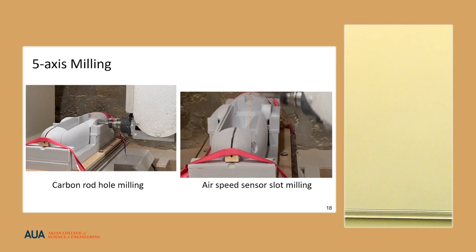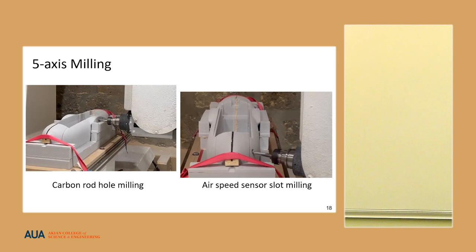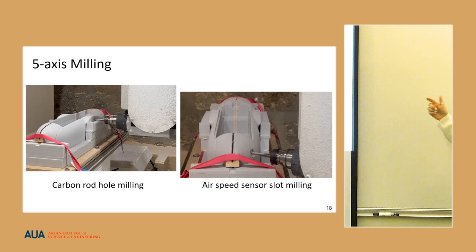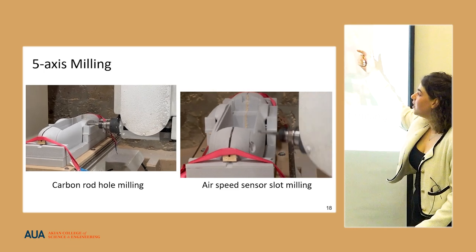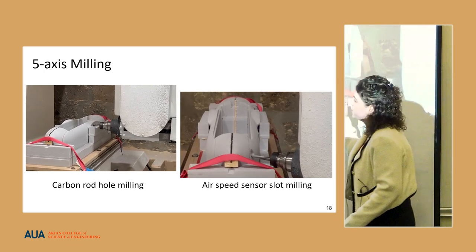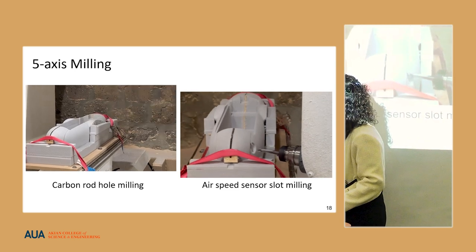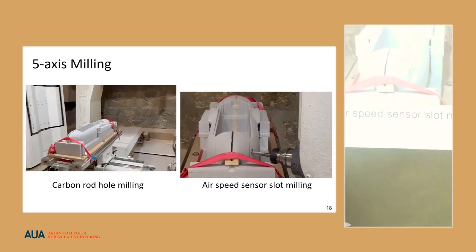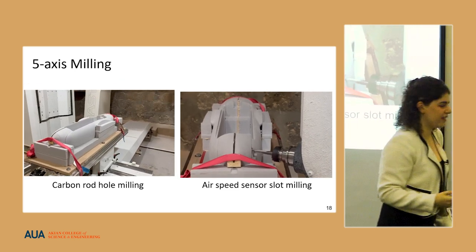When the pockets are milled, then the airspeed sensor's pole slot is milled, and in this case you can see that the machine works at an angle. Also with the same techniques, the slots for the wiring and the carbon cuts are made.